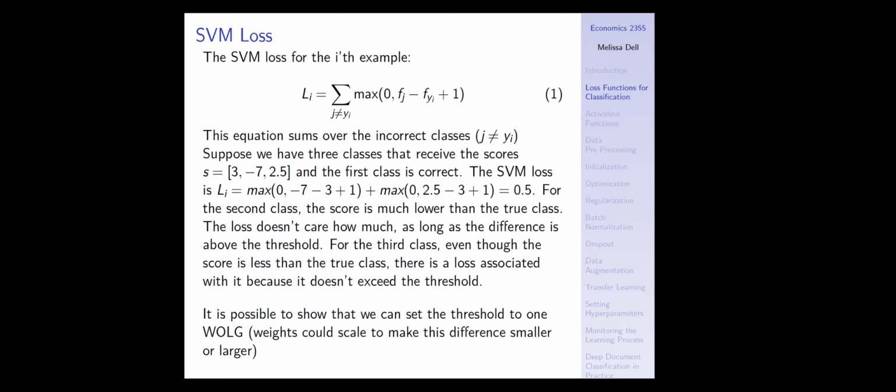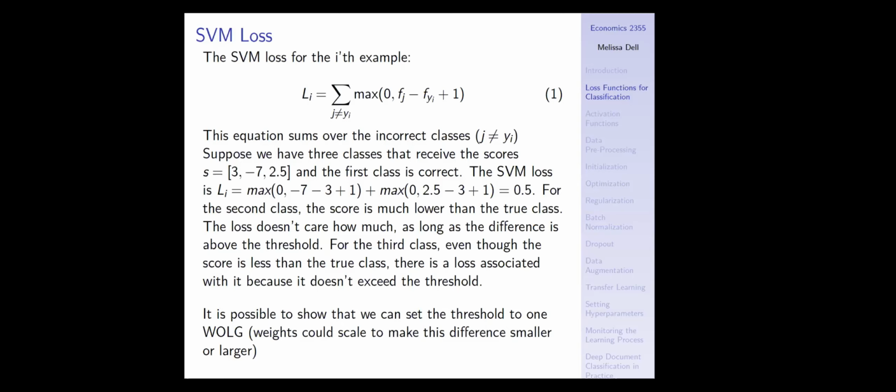And so just to give an example of how you would calculate this loss function in practice, suppose that we have data with just 3 classes, class 1, 2, and 3. Class 1 has a score of 3. In the final layer, class 2 has a score of -7, and class 3 has a score of 2.5. And the first class is the correct class. And so if we wanted to compute the SVM loss, first of all, the max of 0 and the comparison of the second class to the first one, which is correct. So just -7 minus 3 plus 1. And so that is equal to 0.